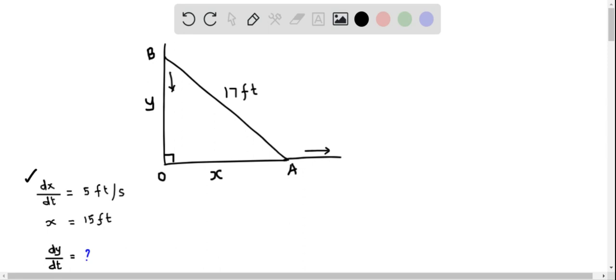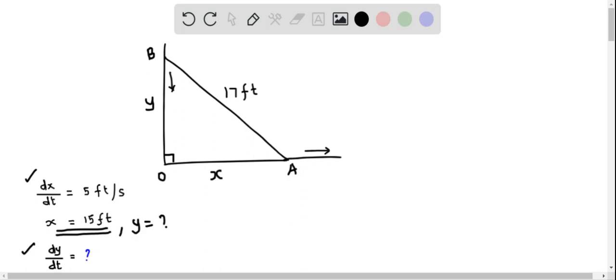And we have to determine the rate at which the top of the ladder is slipping down, so we represent the side OB as y, and the rate at which the top of the ladder is slipping we can determine as dy over dt. And the first thing that we have to find is, at the instant when x equals 15 feet, the corresponding y. So first let's do that.